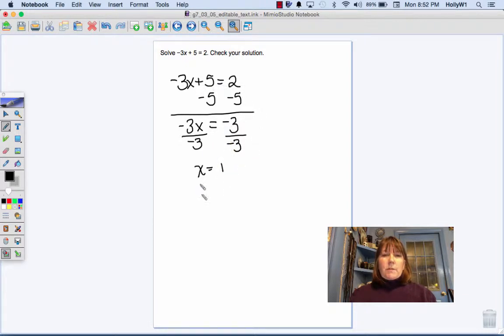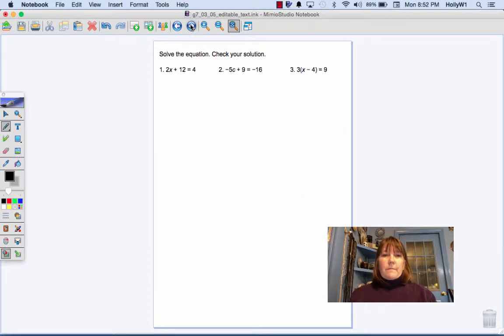So let's check to see if that works. So negative 3 times 1, add 5, is equal to 2. Is that true? Well, negative 3 times 1 is negative 3. Add 5 is equal to 2. Negative 3 plus 5 is equal to 2, and 2 is indeed equal to 2. So it's correct.